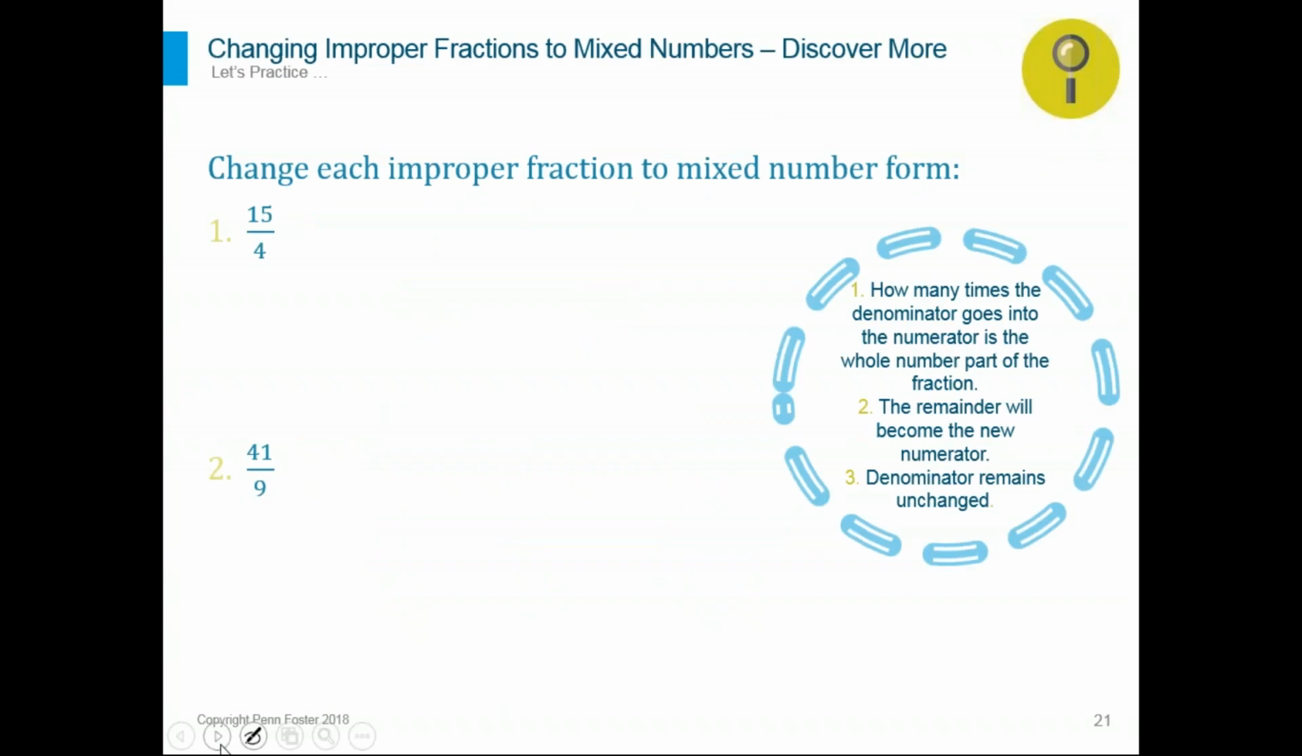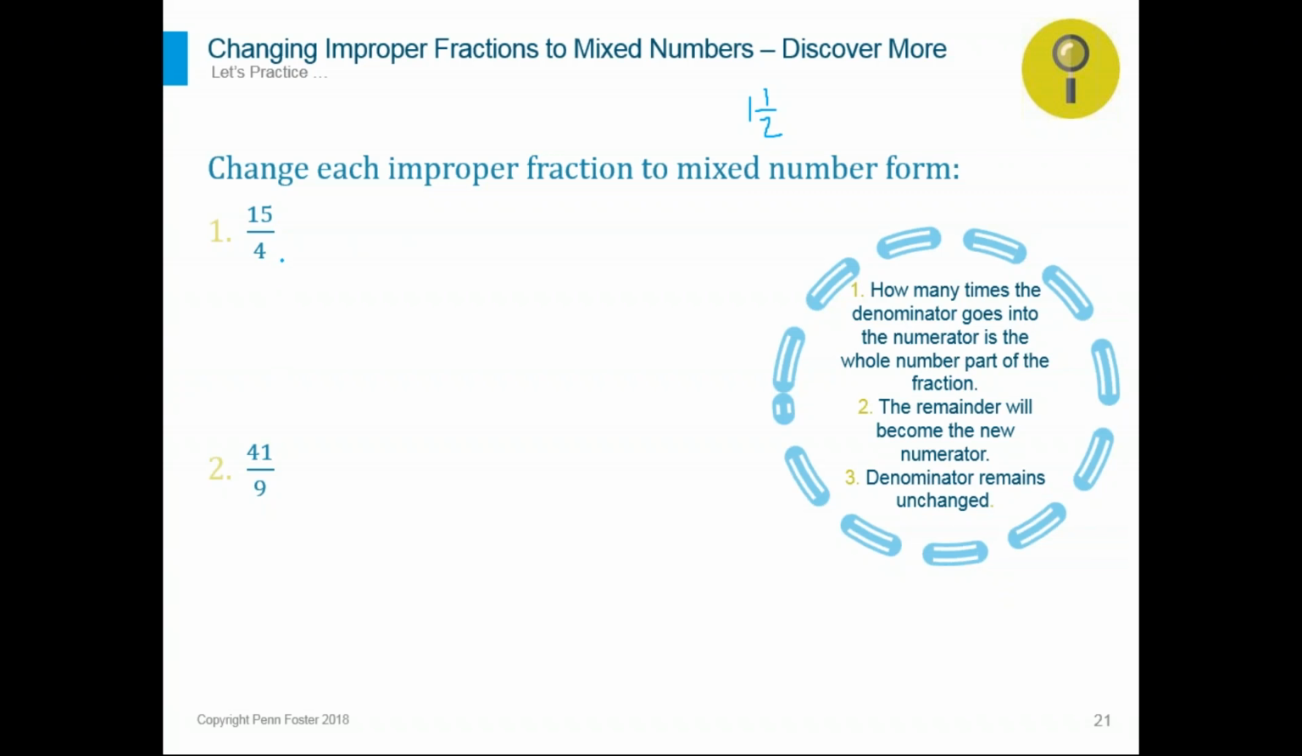Let's then see how we can change an improper fraction like the one we have on the screen, 15 over 4, to a mixed number. A mixed number is a mix of a whole number and a fraction, like 1 and 1 over 2. That is a mixed number. How can we represent the improper fraction in the form of a mixed number?